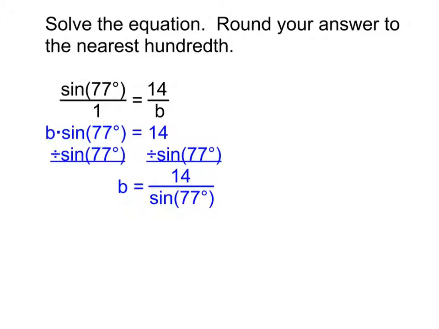If you're on a graphing calculator, you're going to do 14, then you press divide, and then you're going to press the sine button, and then you're going to press 77. That's on a graphing calculator. If you are on a scientific calculator, it feels a little different. On the scientific calculator, you do 14, then divide, but then you're going to press the 77, and then you're going to press sine. Whichever way you do it, if you do it correctly, you should get an answer here of about 14.37.